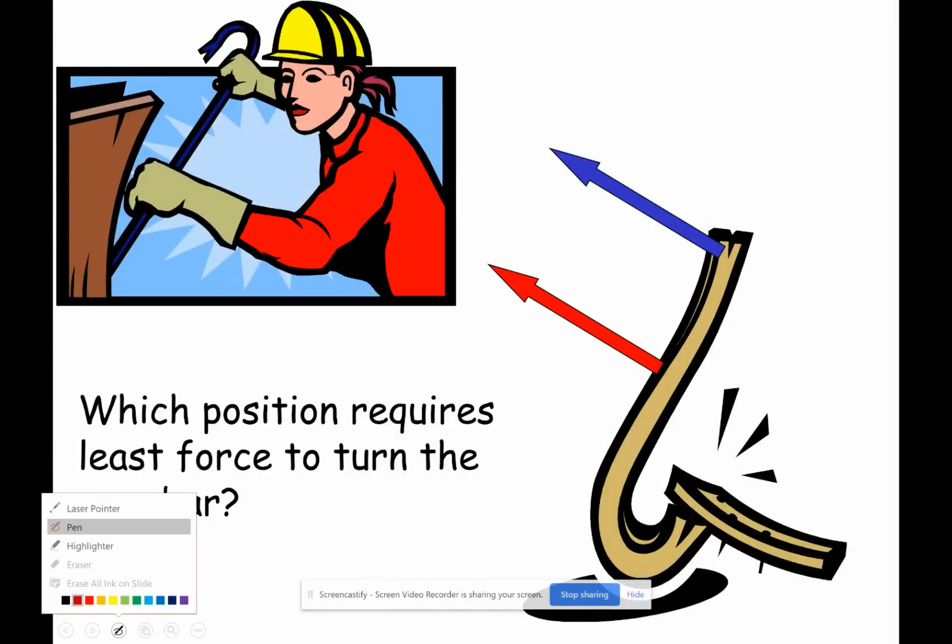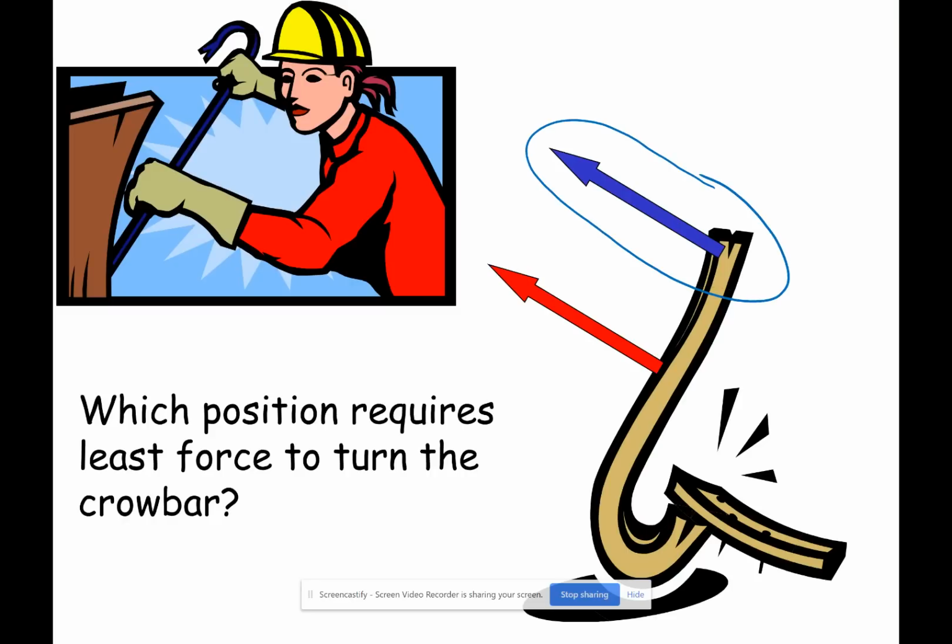Hopefully you said the blue one. Again, it's the furthest away. Now, we have to think about it. Where is our pivot point in this case? Hopefully you said your pivot point is right here, kind of where the crook of the crowbar is. So that would be our pivot point.